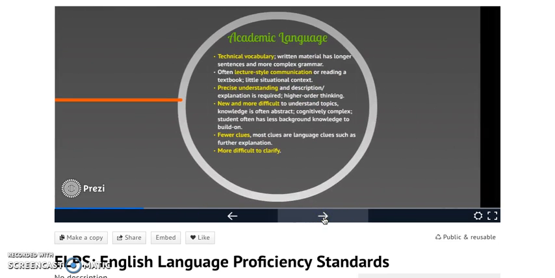We also have academic language. So this is like technical vocabulary. It's longer grammatical sentences, more complex. A lot of times it's lecture style communication, so reading from a textbook.